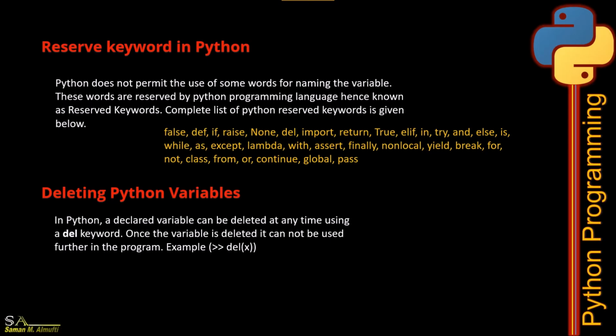In Python, we cannot use some names as variable names. For example, False, def, if, raise, None, del. Those words are reserved by Python, and they can't be used as variable names.